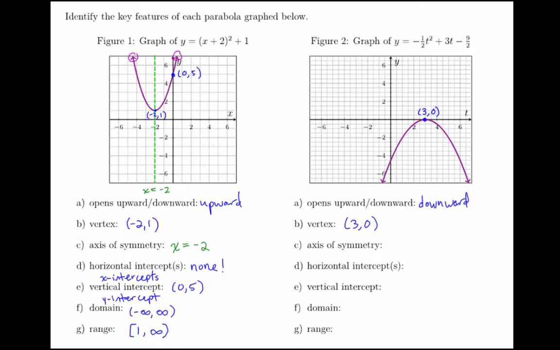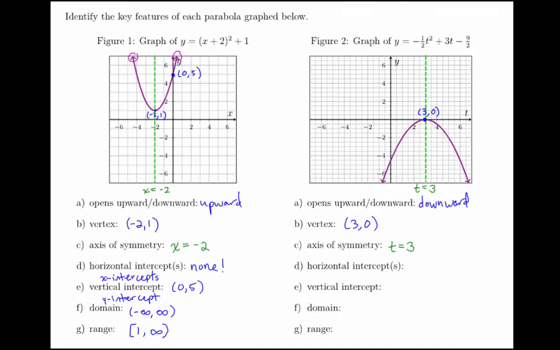And then our axis of symmetry is going to be the vertical line that passes through that vertex. So let's draw that in. So we'll draw a vertical line through that vertex. And because this is a t-axis, this vertical line is going to be defined by t equals 3. And that's our axis of symmetry. The entire graph of that parabola is symmetric around that line. So our axis of symmetry here is going to be the line t equals 3.